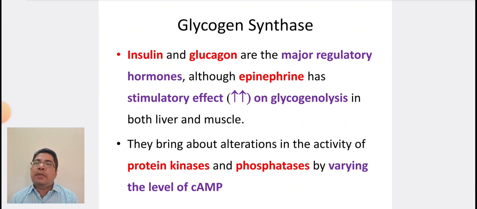Insulin and glucagon are the major regulatory hormones, although epinephrine has stimulatory effect on glycogenolysis in both liver and muscle. They bring about alterations in the activity of protein kinases and phosphatases by varying the level of cyclic AMP.